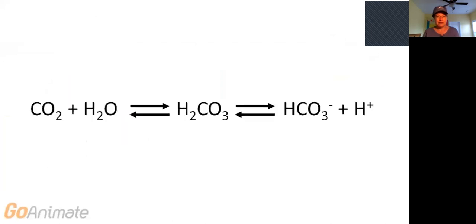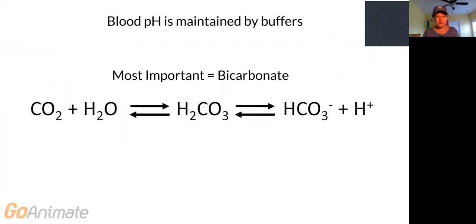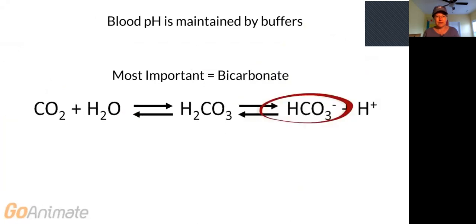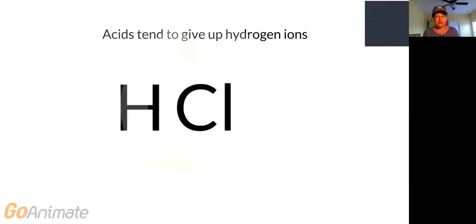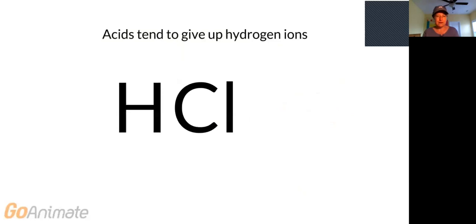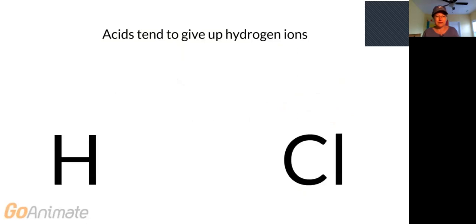One of the ways by which the body maintains the blood pH is through buffers. The most important buffer in the blood is the bicarbonate ion buffer. Before we see how it works, let's review a little bit about acids and bases. Acids are molecules that tend to give up hydrogen ions. For example, hydrochloric acid dissociates into hydrogen ions and chloride ions.